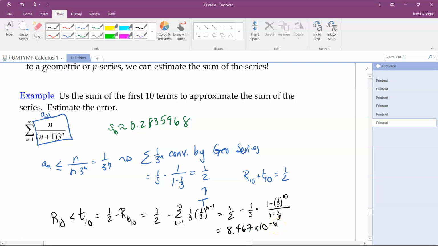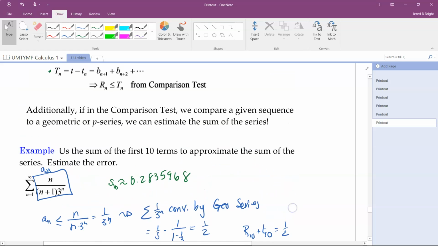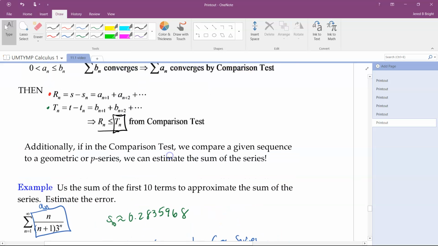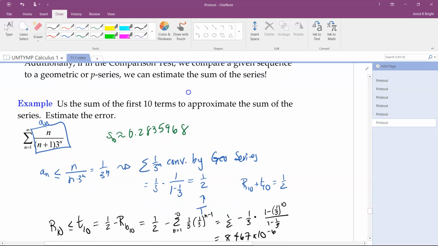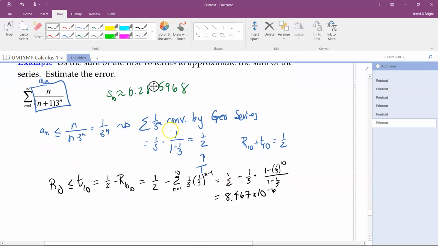A little tedious, but ultimately what we're doing is using the idea that if we can find the error bound for this nicer Bn series that we compare to, we can find a bound for the series that we're actually working with. So I found my B series to compare to, which is a nice geometric series, found its entire infinite sum of 1/2, and then said the partial sum plus the remainder is equal to 1/2, and used that as a bound for the series that I'm actually working with.